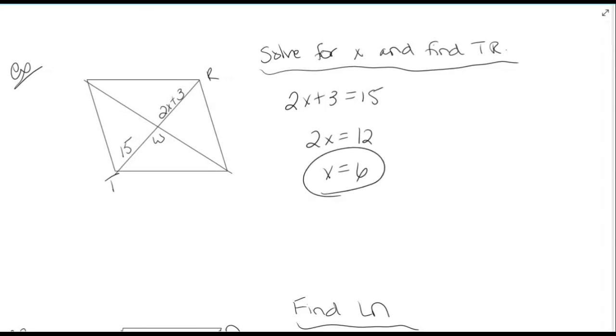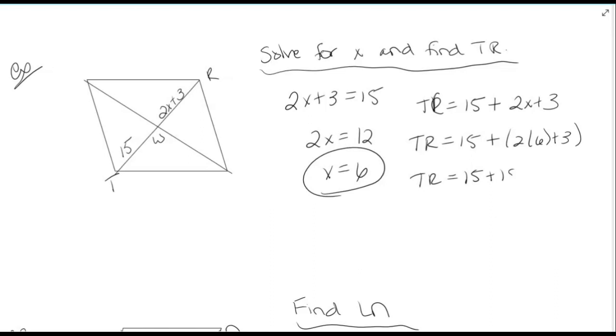All right, well, it also asks us to solve for TR. Well, TR would be the value of 15 plus the value of that 2x plus 3, right? So TR would be the first diagonal plus 2 times 6 plus 3. And in case you didn't guess it, TR has to be 30. And of course, you could have known that to be true because the diagonals bisect each other, right? So this value also has to be equal to 15.